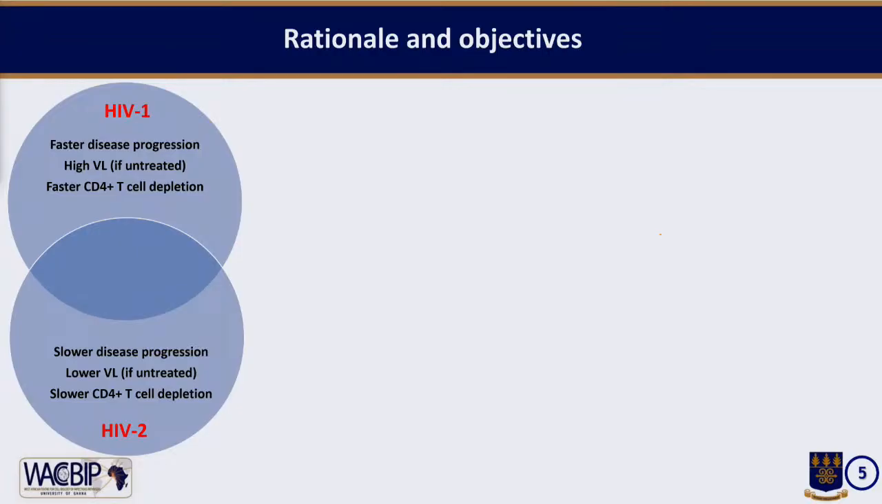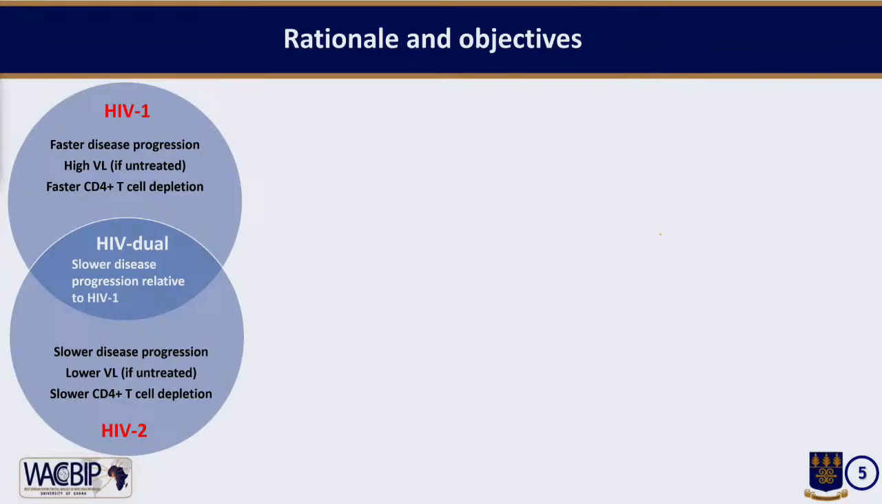And again, we see that in HIV type 2, there is slow disease progression. There are very low viral loads, and also we have slow CD4 depletion in HIV type 2 individuals. But what we don't know is really how the disease progression in HIV dual infection is controlled.